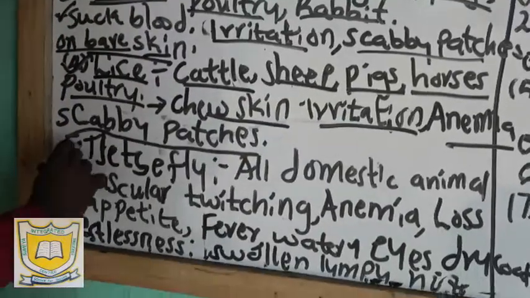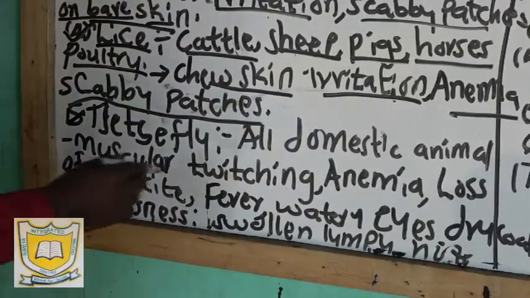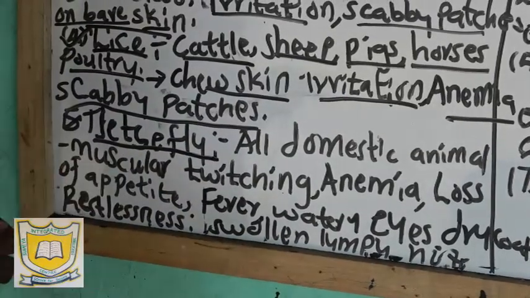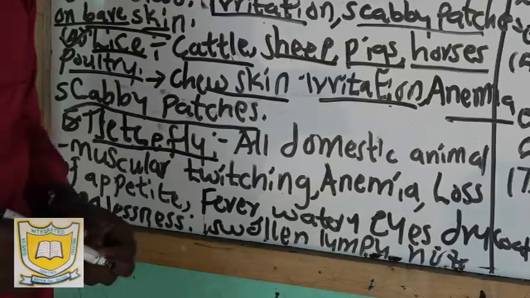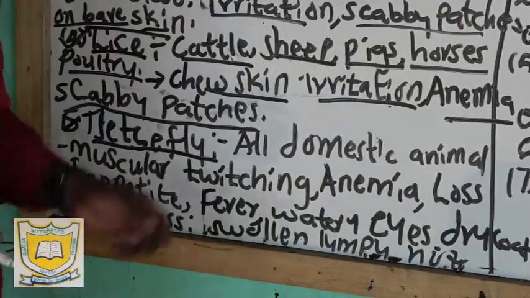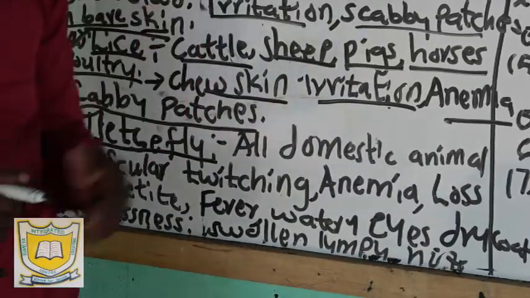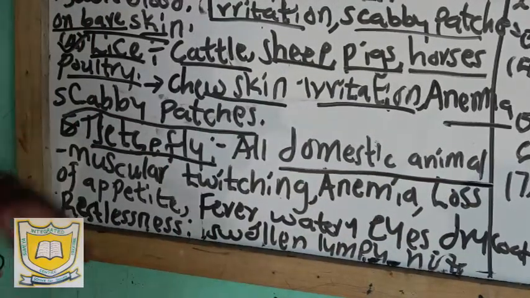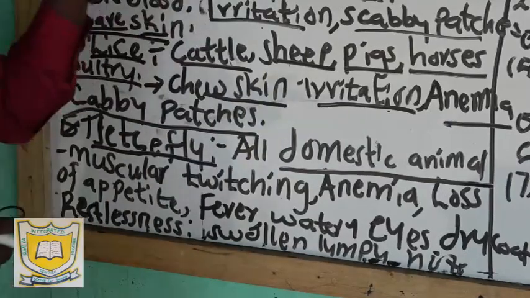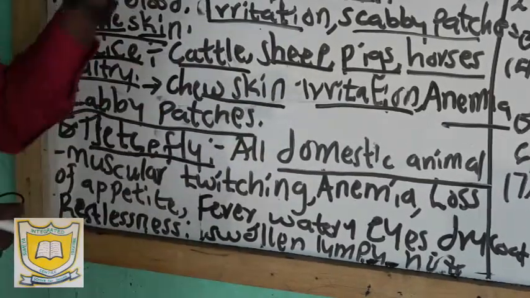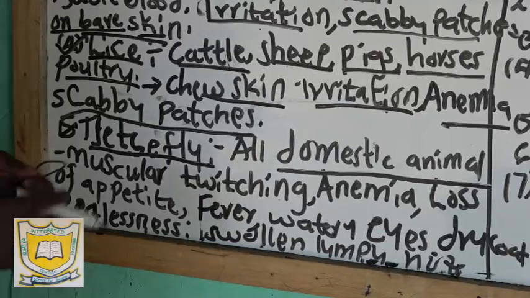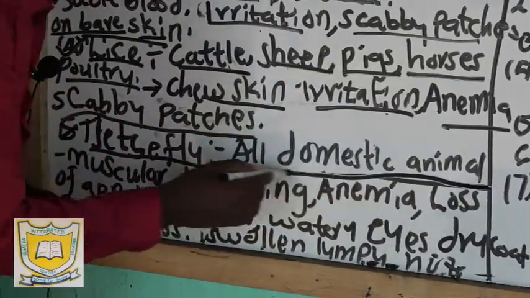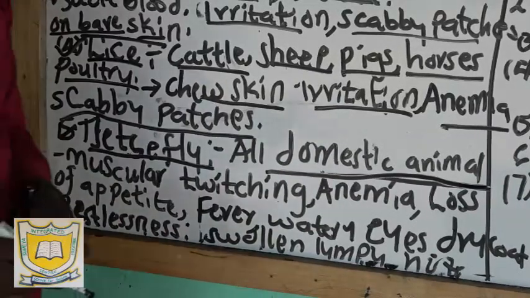Now, the last example of this external parasite is what we call a tsetse. Now, this tsetse is very dangerous when it comes to external parasites. It is very dangerous to animals. It affects generally all domestic animals. And we discussed examples of domestic animals, where we discussed cattle, sheep, goats, horses, poultry and others. Now, all domestic animals are affected by what we call tsetse.